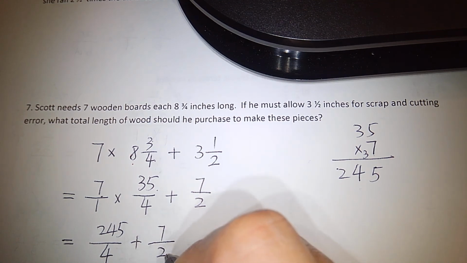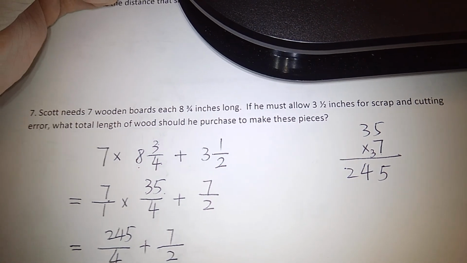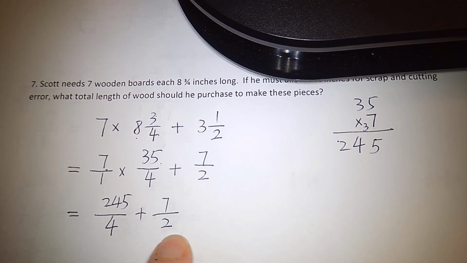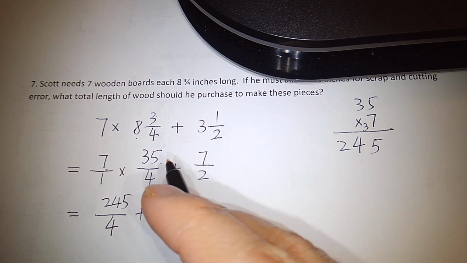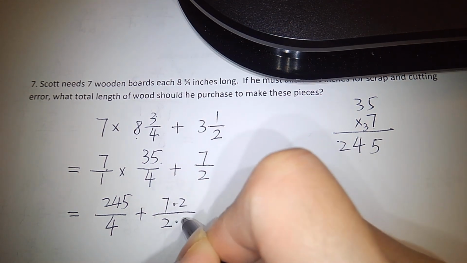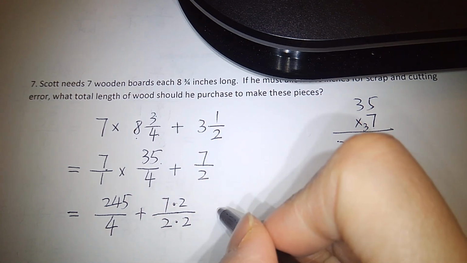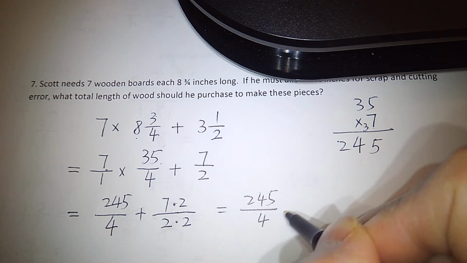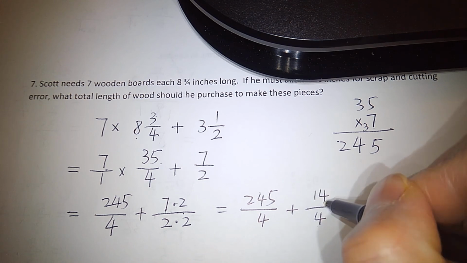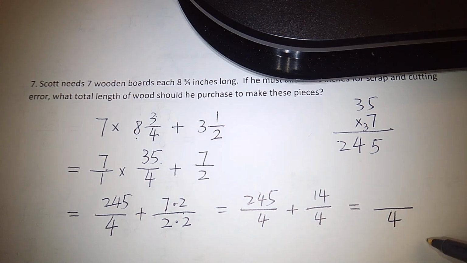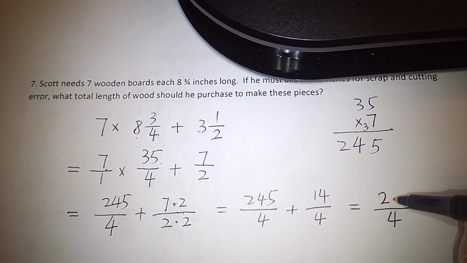Plus 7 over 2. Do we have the same denominator? No. Because for this one, we need an LCD of 4, right? So what do we do? Multiply both top and bottom by 2, right? That gives us 14 over 4, since 7 times 2 is 14 and 2 times 2 is 4. Add these two numbers up, it gives us 259 over 4.